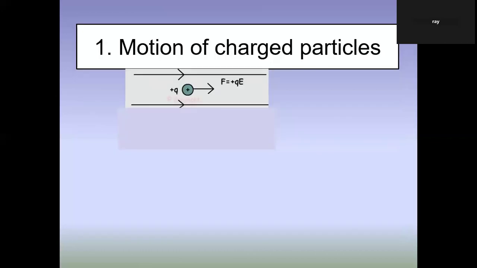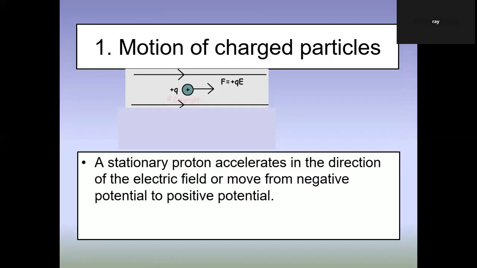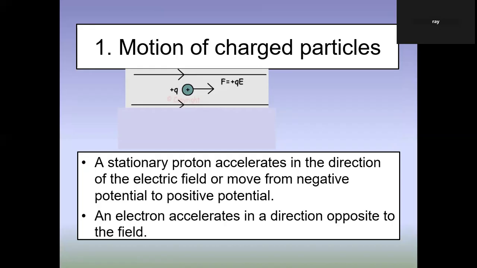Motion of a charged particle. You have a positive charge, we call it Q. It experiences a force. A stationary proton accelerates in the direction of the electric field, or moves from negative potential to positive potential. An electron accelerates in the direction opposite the electric field. The positive charge moves in the direction of the electric field; the electron moves in the opposite direction.